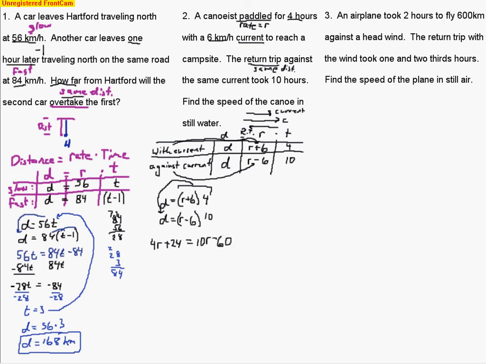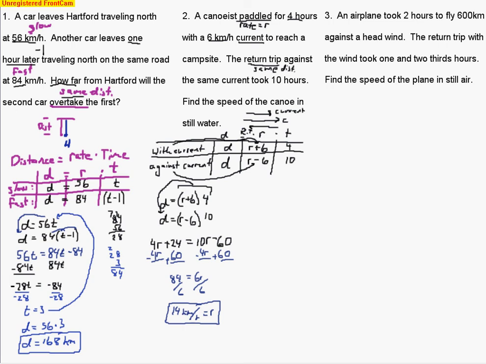And so we do some opposite operations. Here I'm going to subtract 4r from both sides. And then I'll also add this 60 to both sides. From there, I end up with 84 equals 6r. All you do there is divide by 6, and you've got your answer. So 14 kilometers per hour. That's the rate in still water.